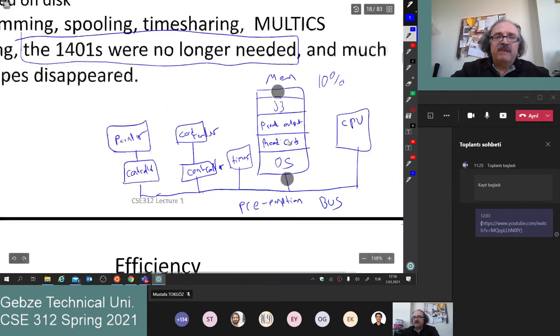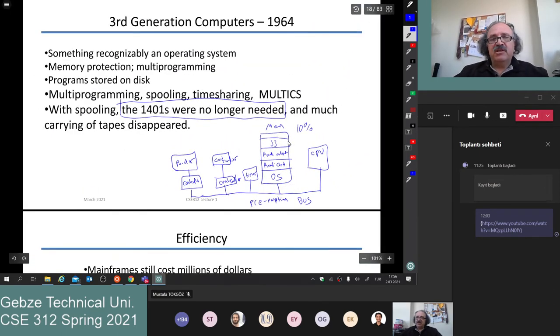Okay, and these are all inventions with the third generation computers. Multi-programming, spooling. Is there a question?